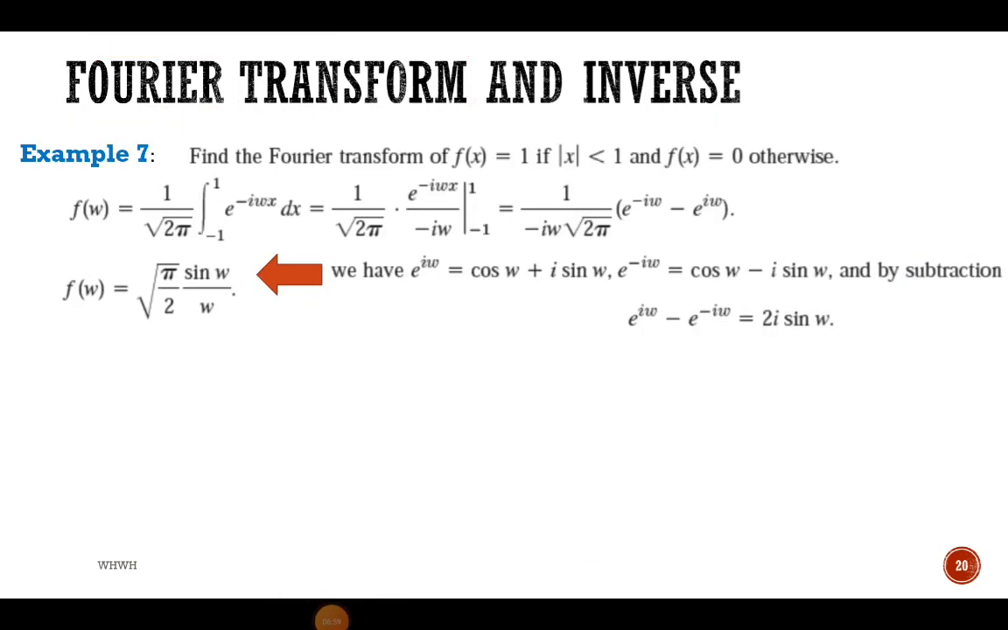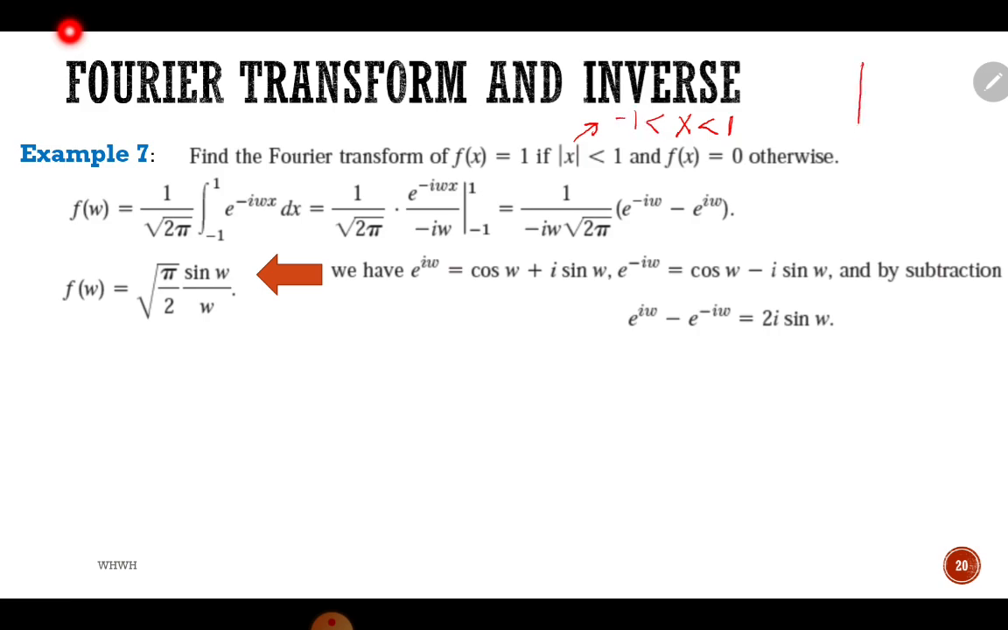Okay, so now we proceed with example 7 here. This example 7 asks you to find the Fourier transform of f(x), given f(x) equals 1 for the domain modulus x less than 1. I think you all have learned this before in your maths module or matrices. This modulus x you can evaluate as x less than 1 and greater than negative 1.